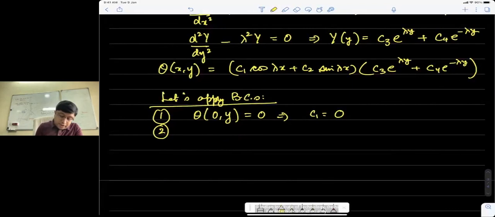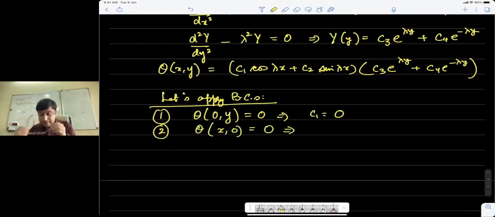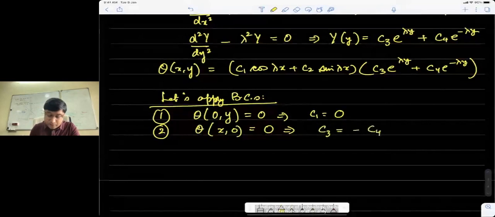The second boundary condition I can apply is that theta at x comma y equal to 0 is 0, which is the bottom face now. What does this mean? Anyway, c1 is gone now from the problem. We'll have c2 sine lambda x times c3 plus c4 to be 0. So this means that c3 is equal to minus c4, which is the second equation.